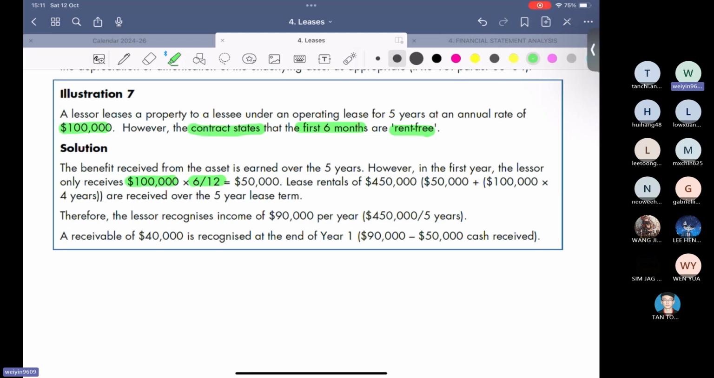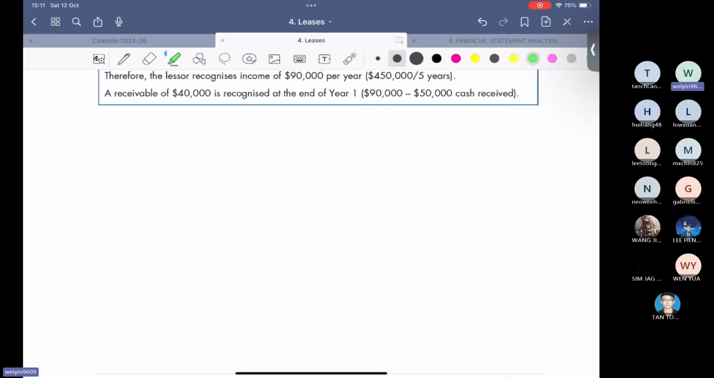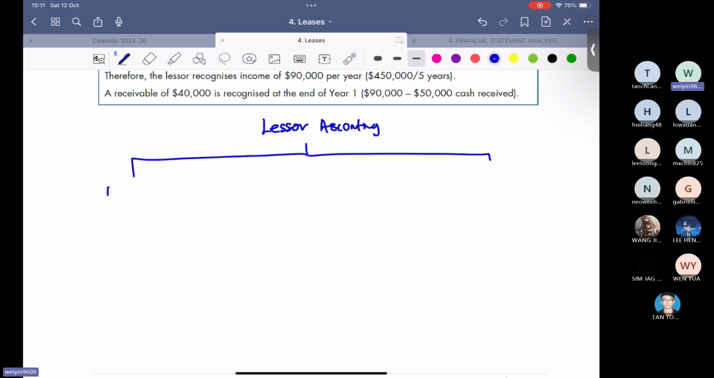So as a conclusion, class, because so far I didn't see any question tested on the lessor, that's why I'm not really focusing on it. But sometimes, maybe, I'm not very sure, you just need to know that for the lessor accounting, as a conclusion, you need to identify whether it's a finance lease or operating lease. Then you have to refer to your criteria.